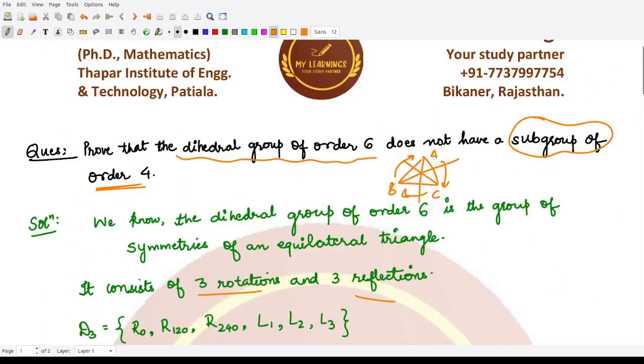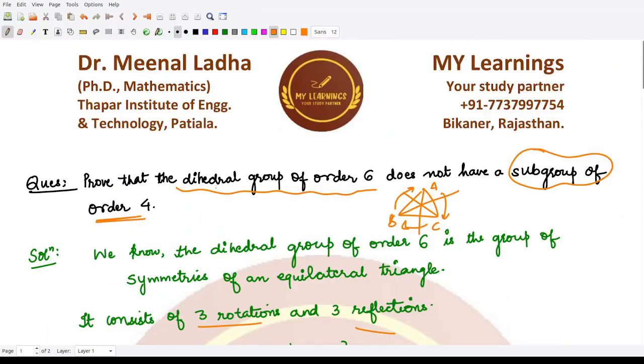Hence in this case we have proved that the dihedral group of order 6 does not have a subgroup of order 4. So I hope you understood this question well.